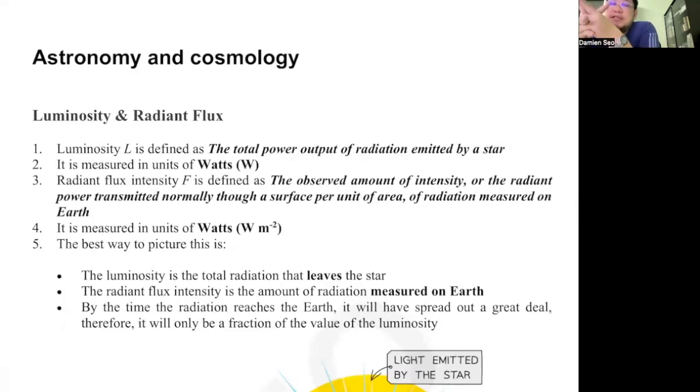So what do we learn first about astronomy and cosmology? First, we learn about what is luminosity and radiant flux intensity. So what is luminosity? Luminosity is basically the total power output of radiation emitted by a star.